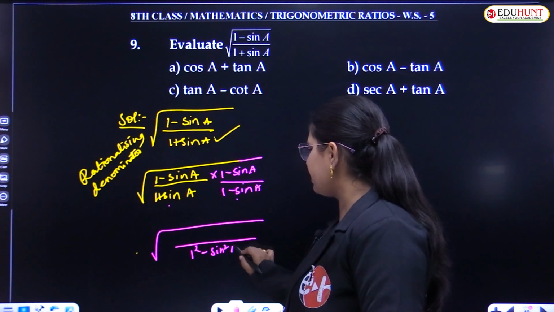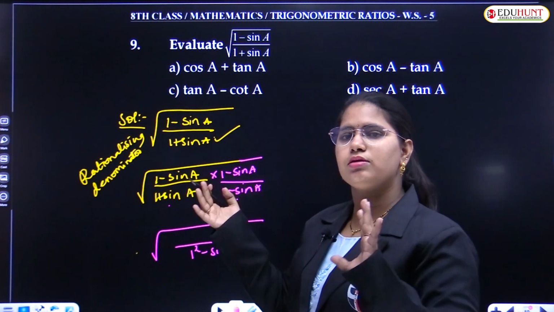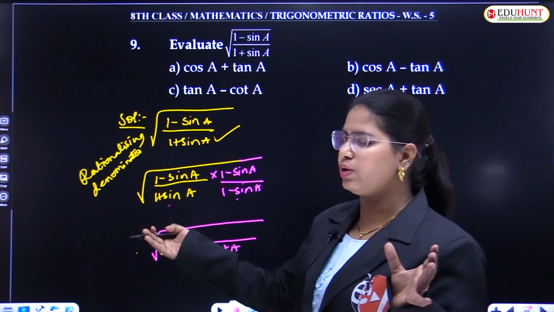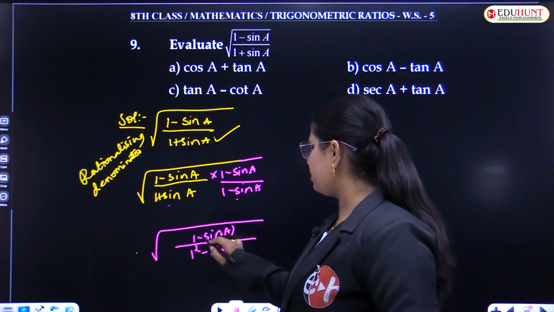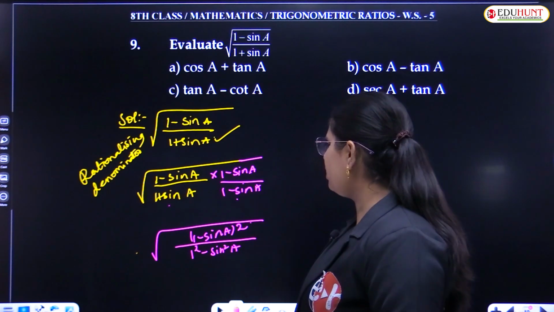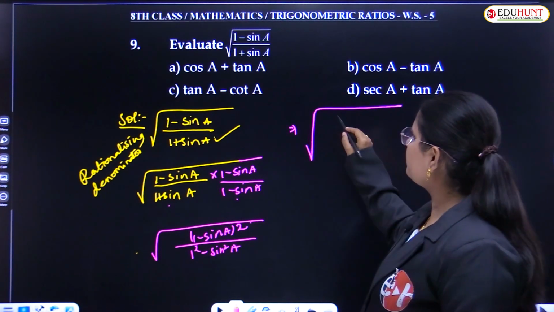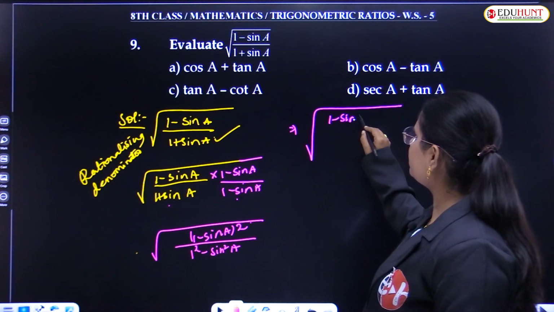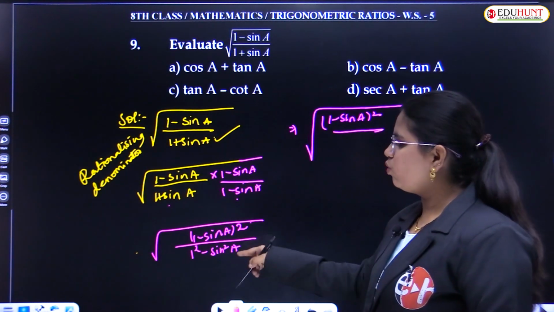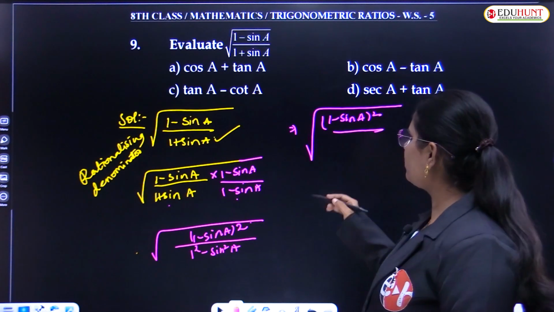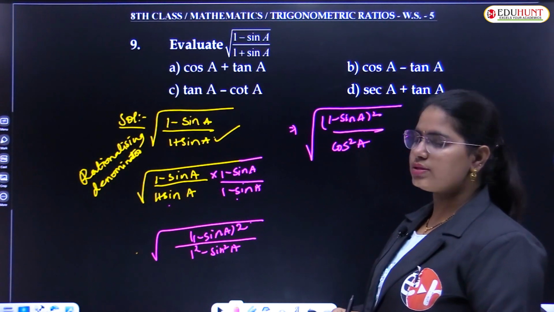1 minus sin square A, and 1 minus sin A into 1 minus sin A is the same. A into A is A square. So 1 minus sin A whole square. Correct? So what will be our next step? 1 minus sin A whole square divided by 1 minus sin square A is the formula of cos square A.